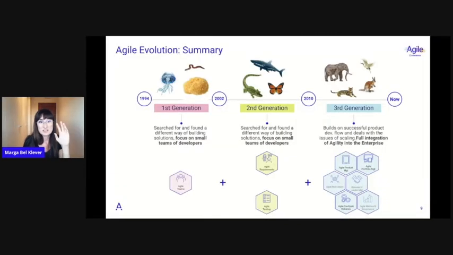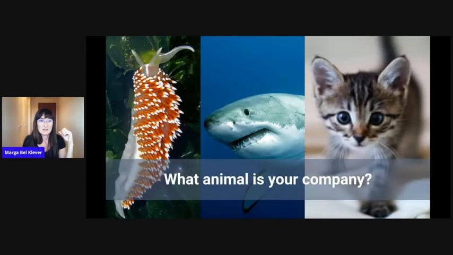So this is a short overview. For sure, you will have the PPT, and I think it's much easier to see the three levels, and you can see from the multicellular organisms until we arrive to the most complex ones. But I would like to ask you something. What animal do you think you are in your company? Are you still alive?